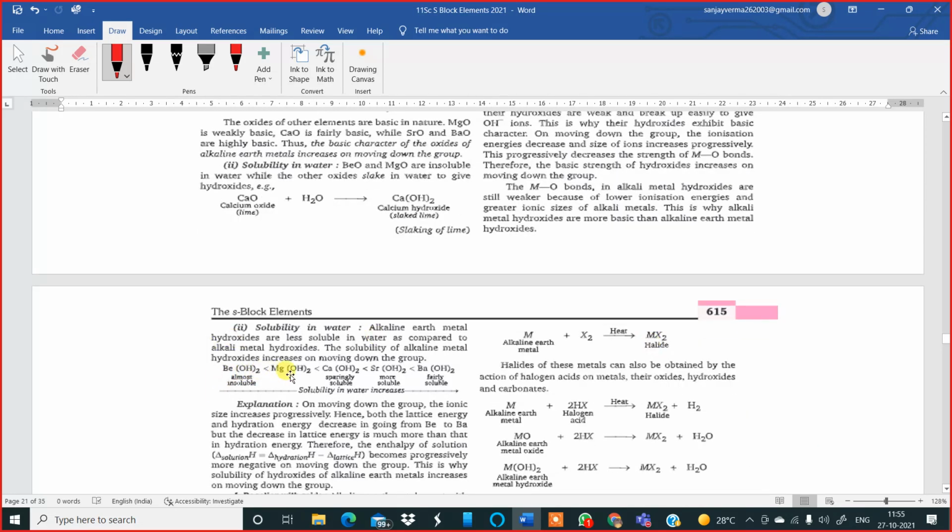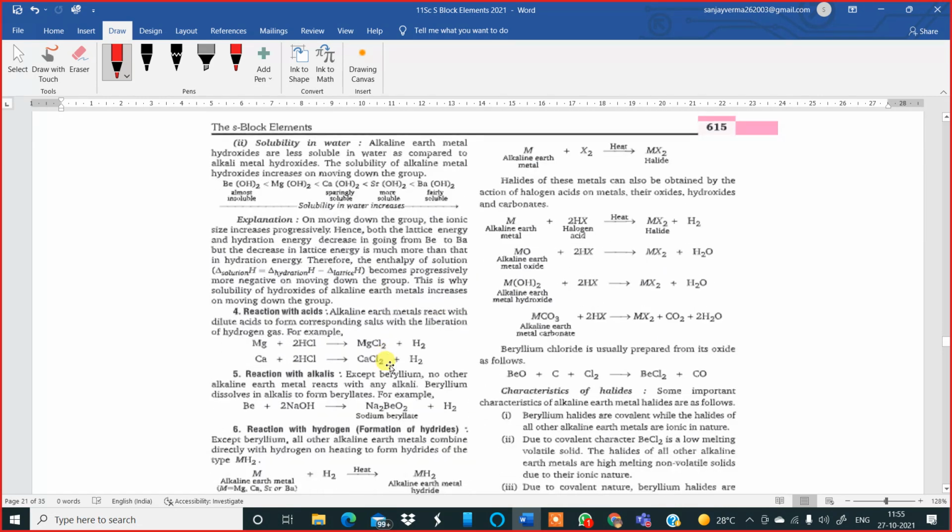Solubility in water, again you learn this order. The fairly soluble one is barium hydroxide, and the almost insoluble one over here is beryllium hydroxide. Magnesium and calcium hydroxide are sparingly soluble. Strontium hydroxide is more soluble. So solubility in water increases this way. This trend you must remember.